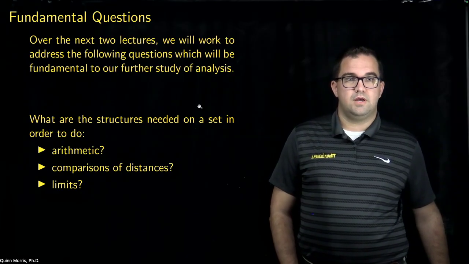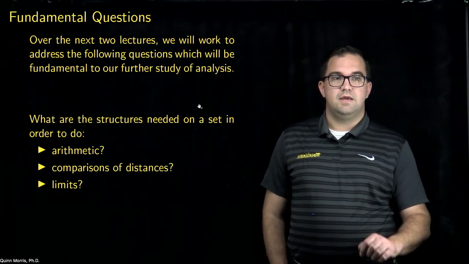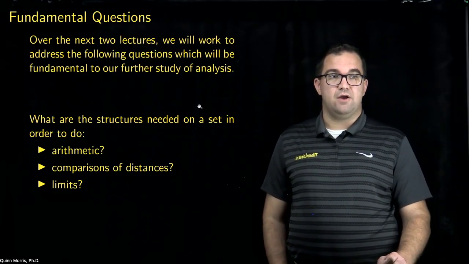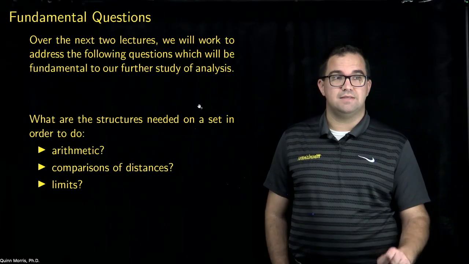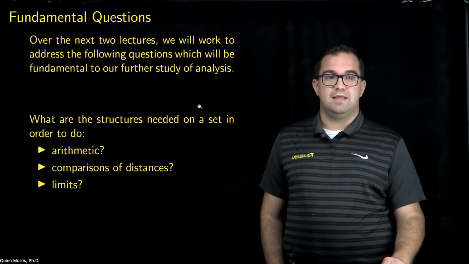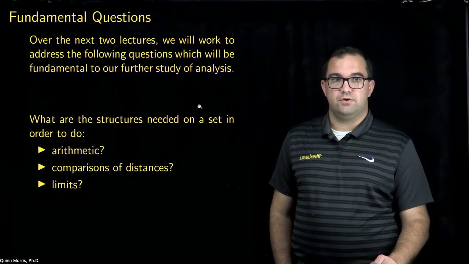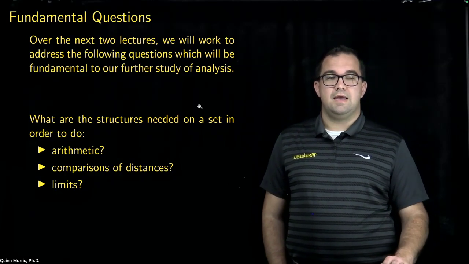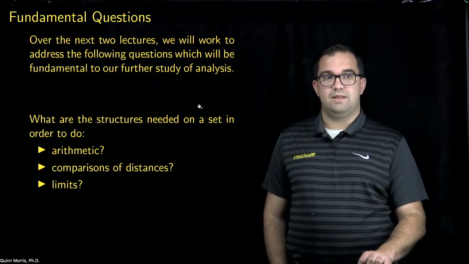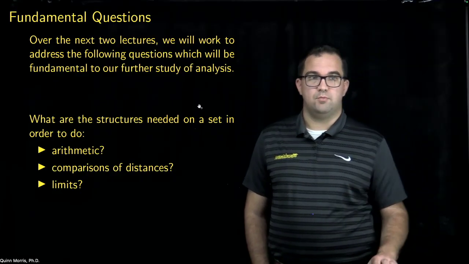In particular, we want to understand what the structures are that are needed on a given set in order to first do basic arithmetic. Second, to compare distances between things in order to define some notion of closeness. And finally, to calculate limits. We'll see that we need varying levels of structure in order to do each of these things. And by the end of this video, we will have started to answer the question of what the exact structure is that's needed to do all three of these things simultaneously.